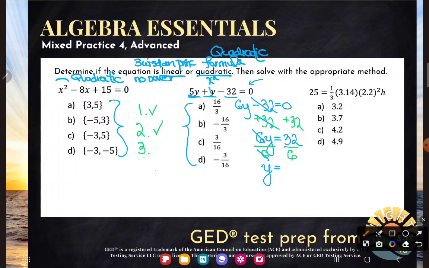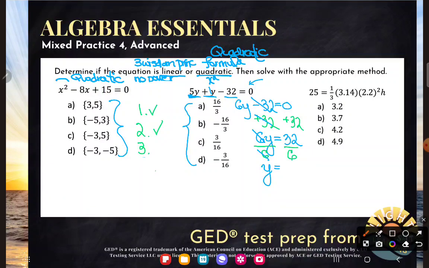And you can see here that A, B, C, and D are all in fraction form. So I don't want to divide through and get a decimal. I want to divide through and get a fraction. So I already have a fraction, but obviously it doesn't match these. And that's because it's not reduced.